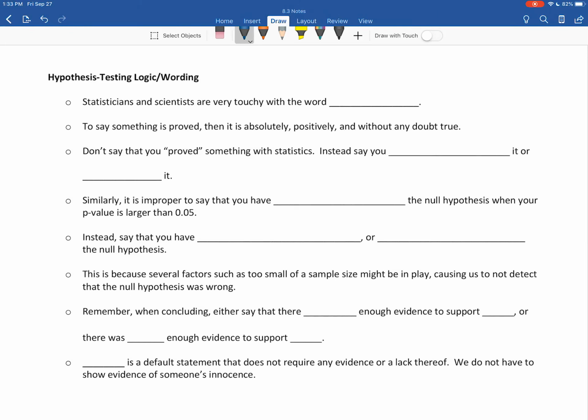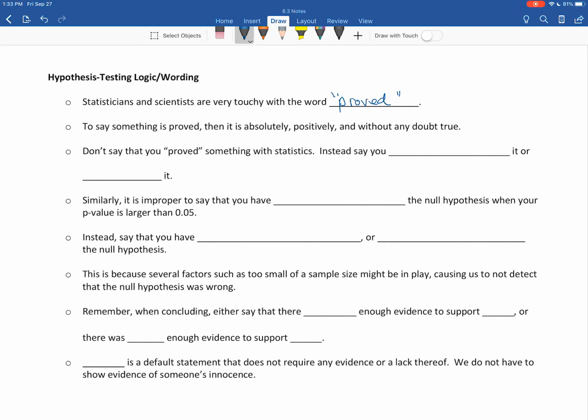Okay, let's go over some hypothesis testing logic and wording specifics, because a lot of what we have to be very careful about is that we use the correct terminology and that we avoid certain terminology to make sure we're really saying the conclusions appropriately, and that we're not saying something we really don't mean to say. So one thing to keep in mind is statisticians and scientists are very touchy with that word proved.